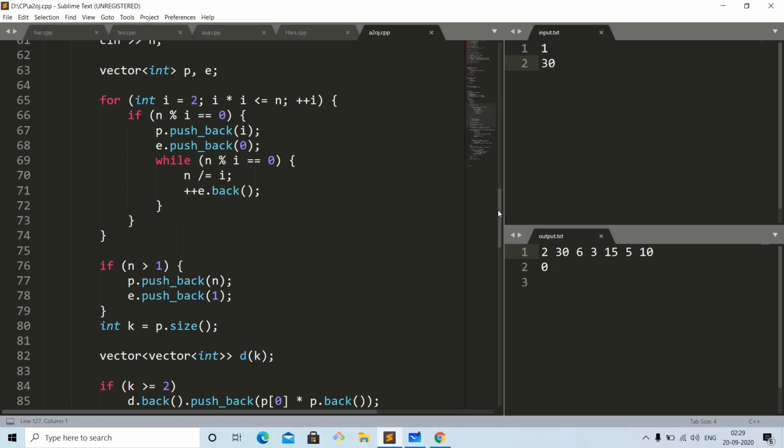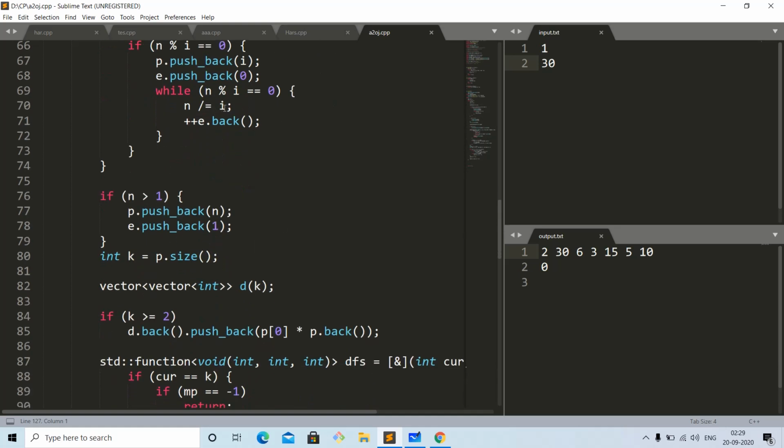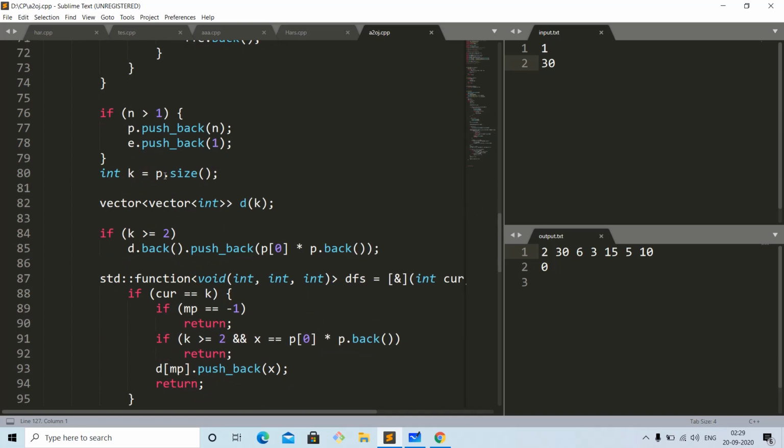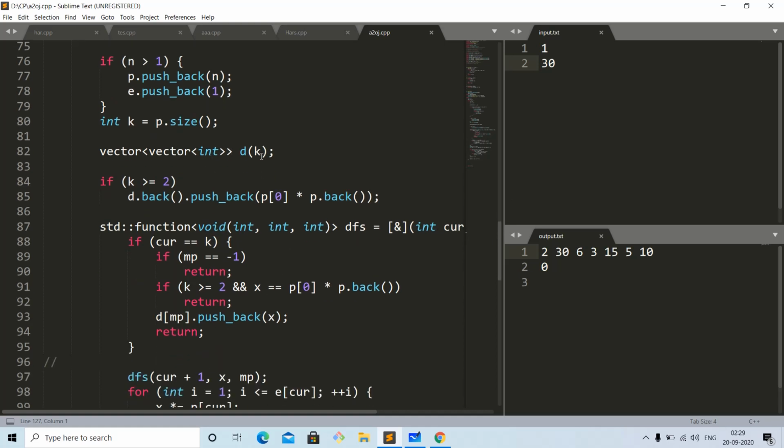And then, as we are dropping the value of n, if it's still greater than 1, it means that the remaining number which is left is a prime, so we'll push that prime and its exponent, which will be 1, into the prime and exponent arrays. And then let us say the size of the prime factors is k, that we have k prime factors with k exponents, and we have a vector of vectors d of size k, which I told you already.